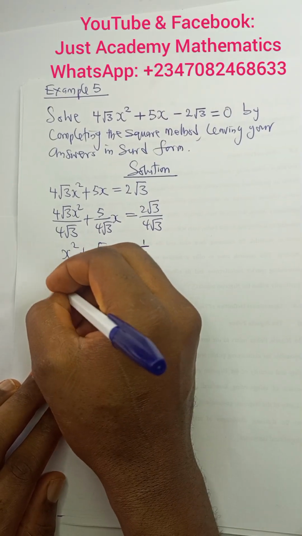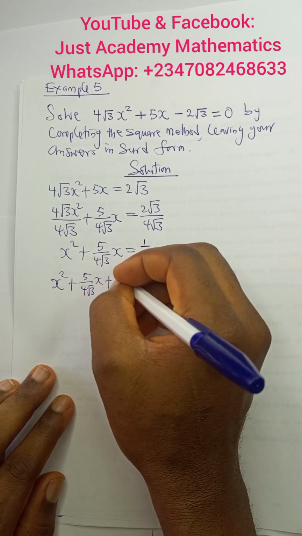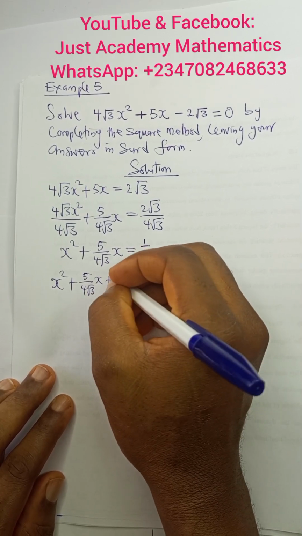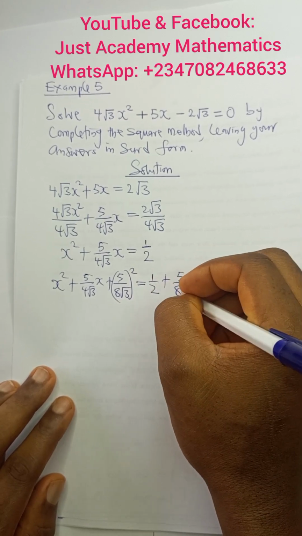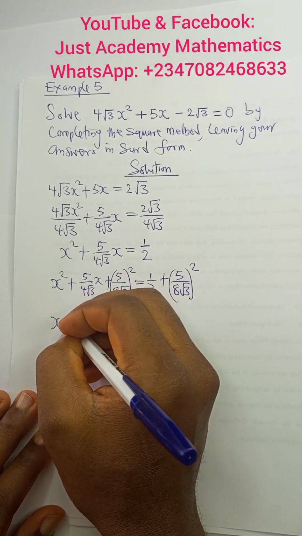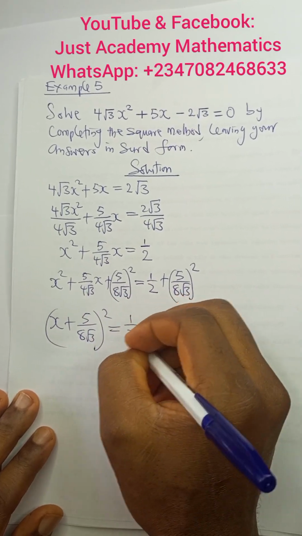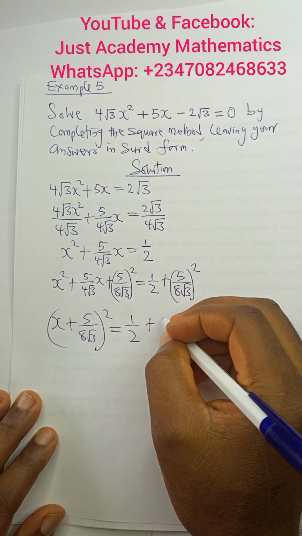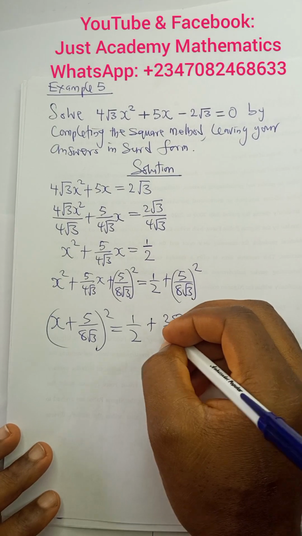You have 8. So I have x squared plus 5 over 4 root 3 x plus 5 over 8 root 3 squared is equal to 1 over 2 plus 5 over 8 root 3 squared. If you factorize this, you get that x plus 5 over 8 root 3 all squared is equal to 1 over 2 plus 5 squared is 25 over 8 squared is what? 64. That is 8 times 8 is 64. Root 3 squared is 3. So 64 times 3 will give me 192.